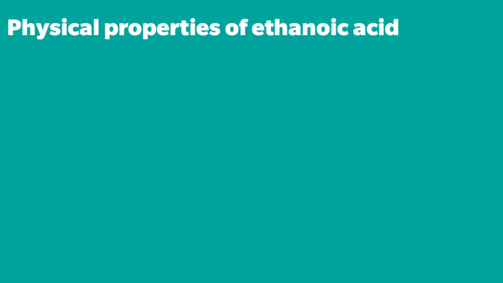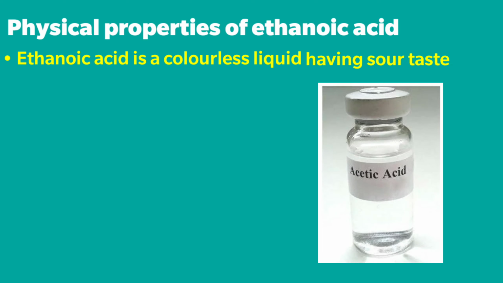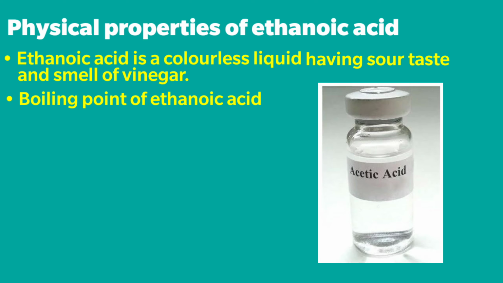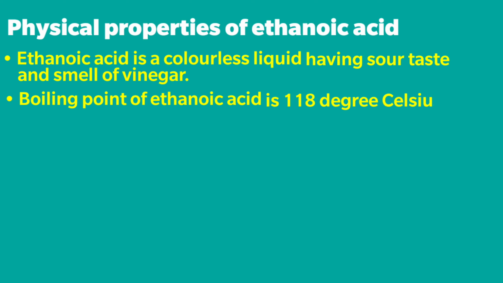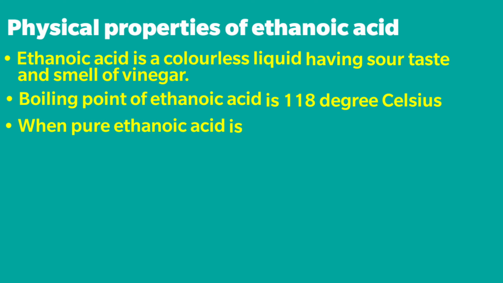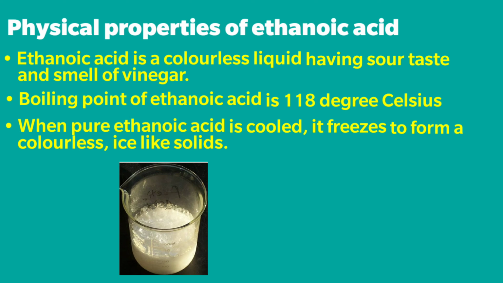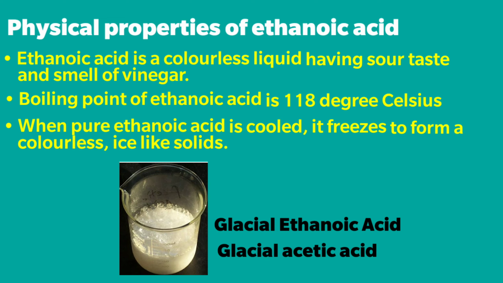Physical properties of ethanoic acid. Ethanoic acid is a colorless liquid having a sour taste and a smell of vinegar. The boiling point of ethanoic acid is 118 degrees Celsius. When pure ethanoic acid is cooled, it freezes to form a colorless ice-like solid. This ice-like solid is called glacial ethanoic acid, and this is also called glacial acetic acid.